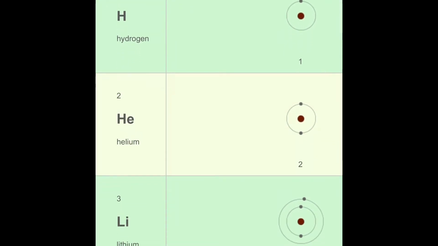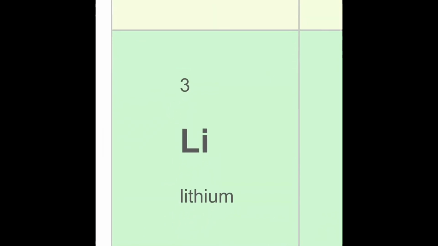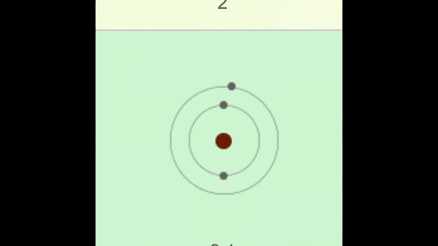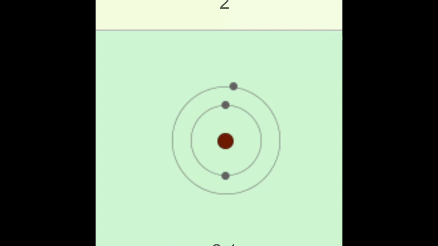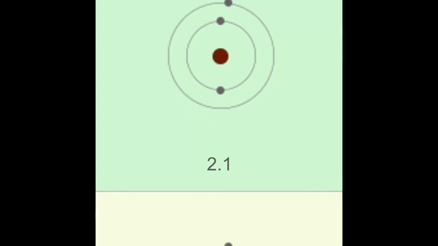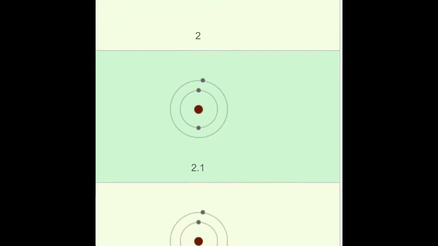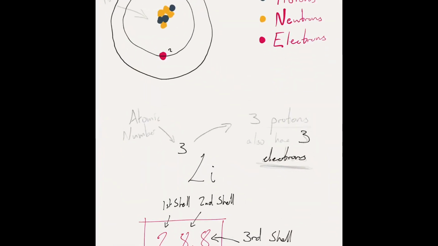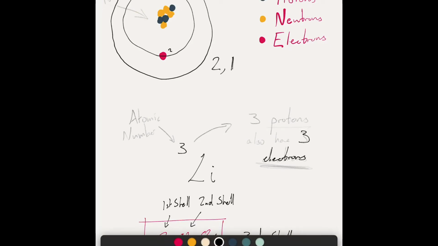But lithium, we see the same thing again. It has 3 as its atomic number. That means it has 3 protons and 3 electrons. And so the electrons can't all fit on the same circle. I can fit 2 on the first circle, and then I fit 1 on the next circle outwards. I don't like writing it as a dot because I think it can get confused as 2.1. So I'm going to write this here for lithium as 2, 1, because I'm saying I've got 2 electrons on the first shell, and then I've got another 1 electron on the next shell out from the center.